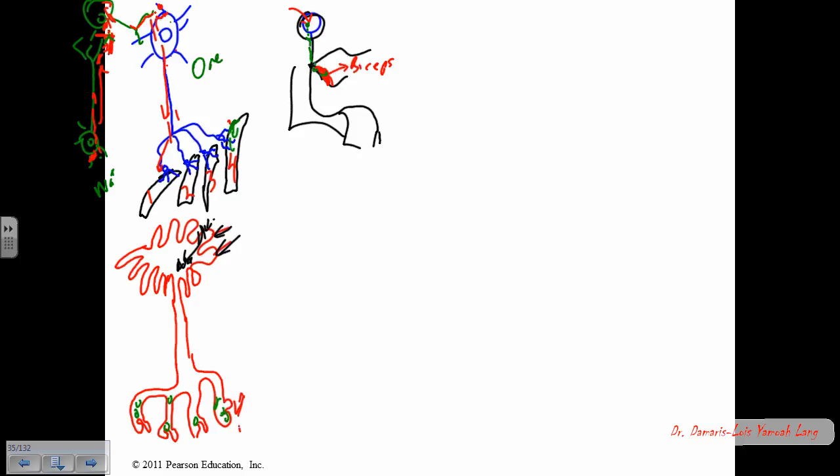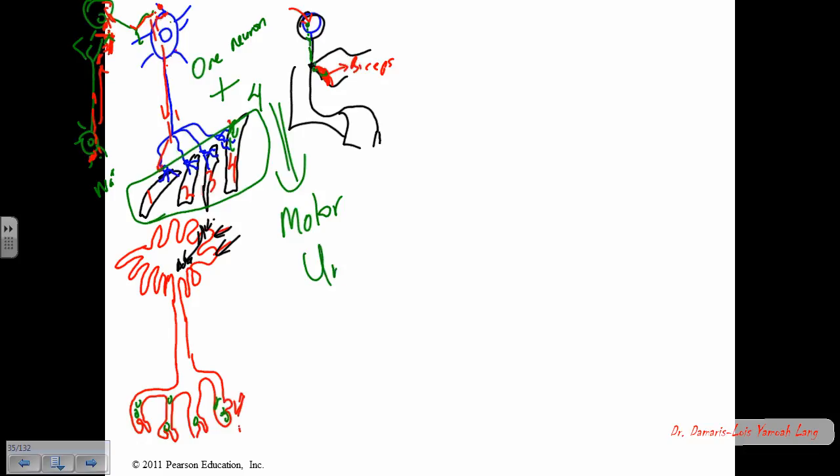one neuron plus the muscle fibers that it innervates. In this case, I have how many muscle fibers? 4. They call that a motor unit. Okay, so a motor unit is a neuron and all the muscle fibers that it innervates. Are you with me? One neuron plus all the muscle fibers that it innervates.